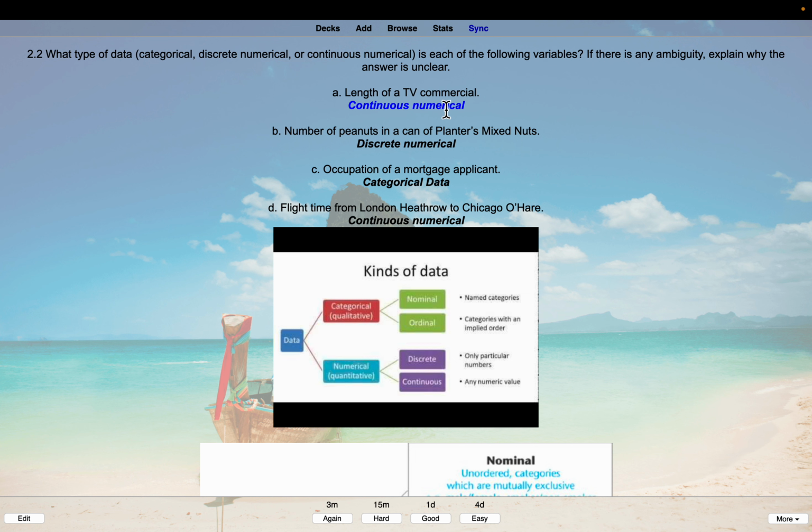Any numeric value, because the length of a TV commercial can be in decimal form. So for example, the TV commercial lasts 2 minutes and 2.8 seconds. So there's a decimal. That's only applicable in continuous. If ever it was discrete, then it wouldn't make sense because you can't really control the length of a TV commercial. You can't prevent it from reaching a decimal value at one point.